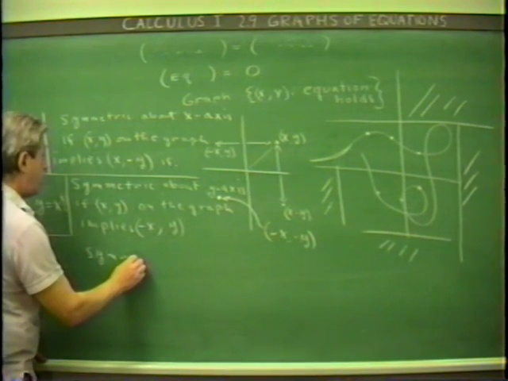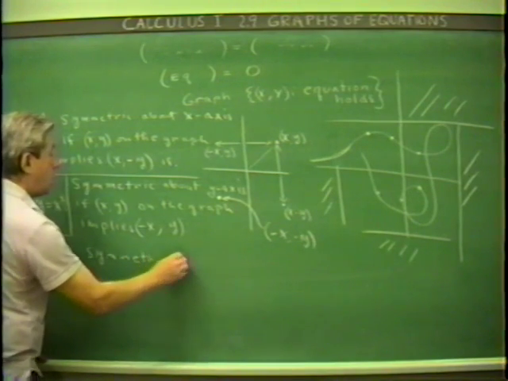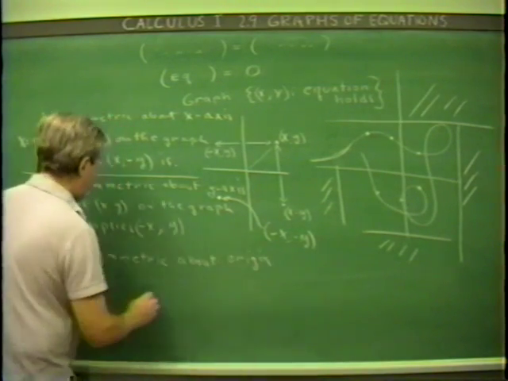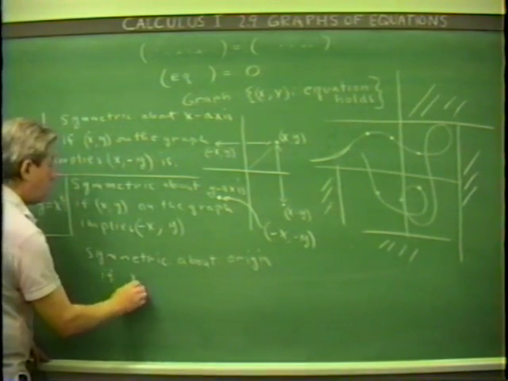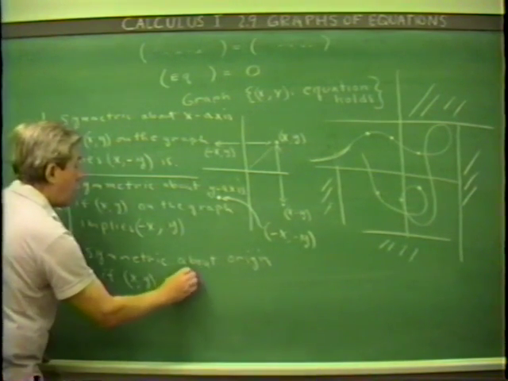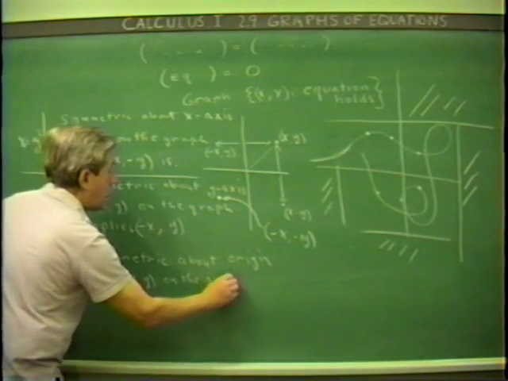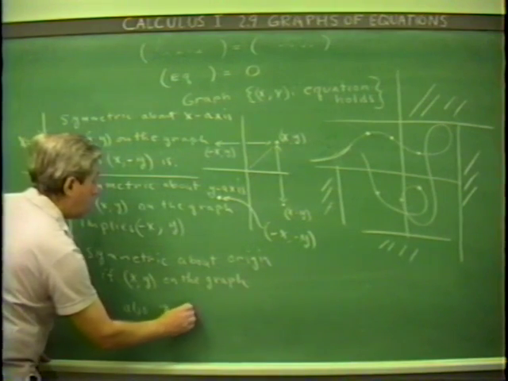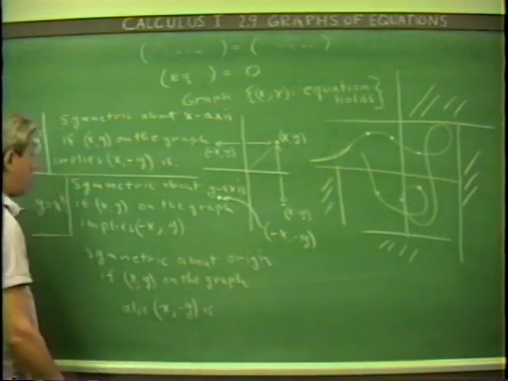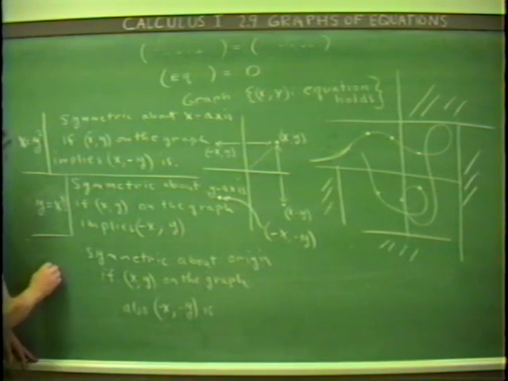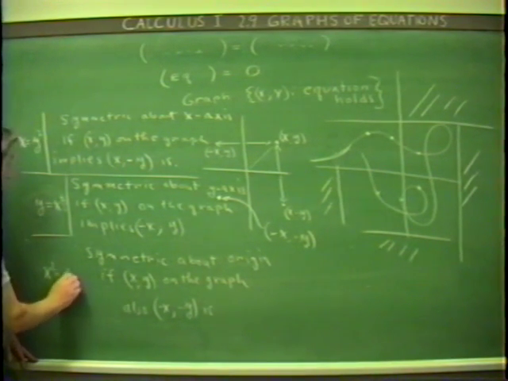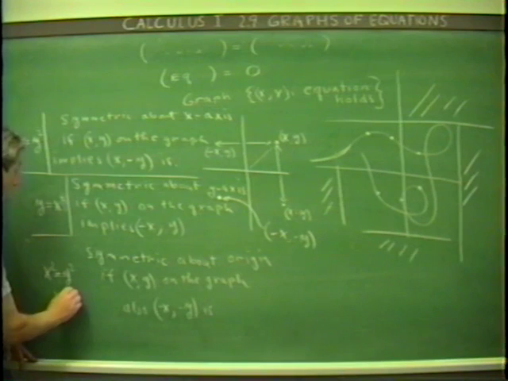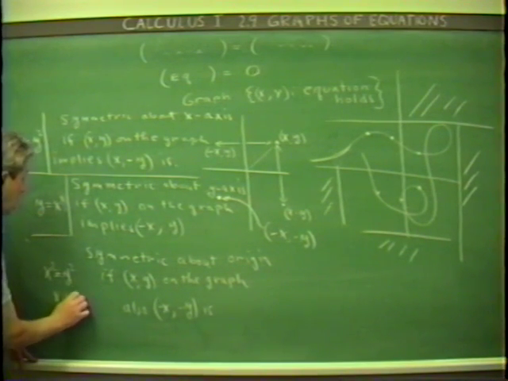Or the equation is said to be symmetric about the origin if whenever (x, y) is on the graph, then also (-x, -y) is. An example of such an equation would be x squared equals y squared, or xy equals 1.